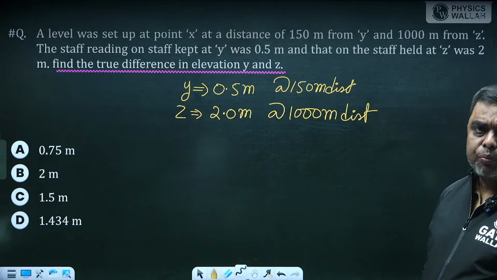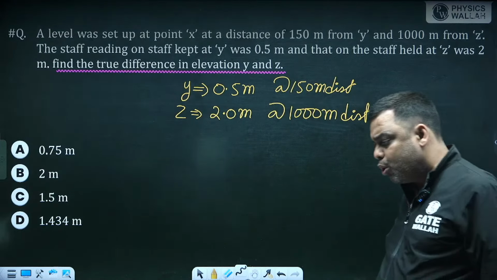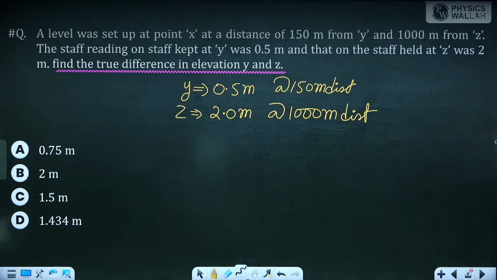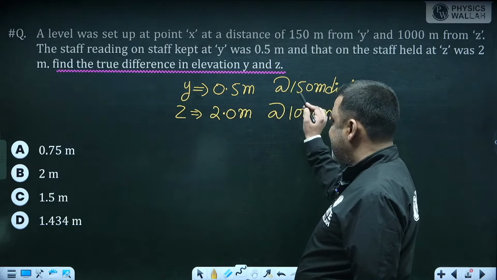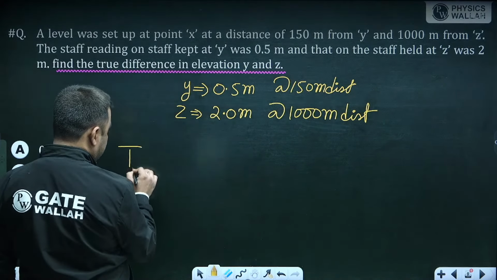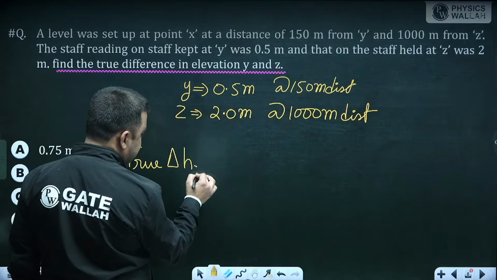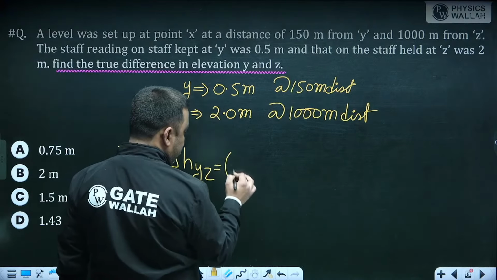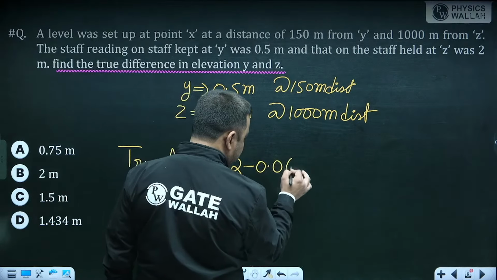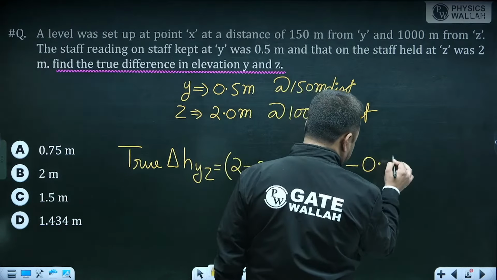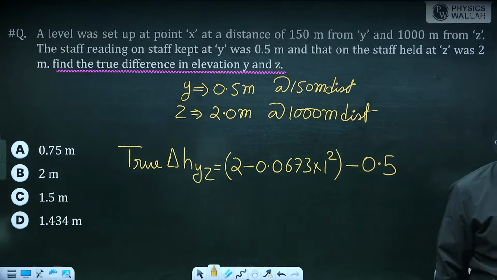So what do we have to do? Do we have to apply combined correction? Since this distance is very less, we can neglect it for Y. True delta H YZ is equal to 2 meter minus 0.0673 d square, that is 1 kilometer, minus 0.5. We will get this expression.